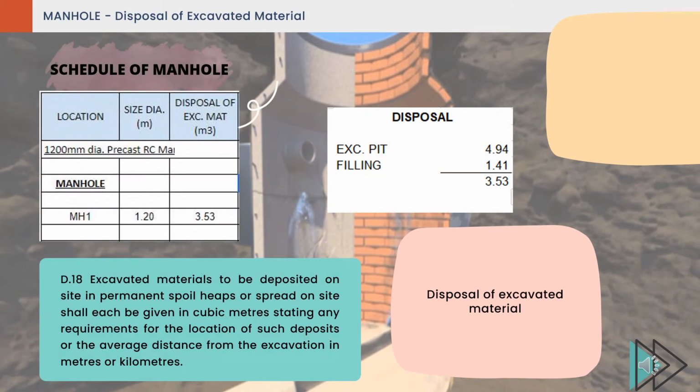Disposal of excavated material. How to get the disposal? First, we need to find the excavate pit and less with filling, so we will get the disposal. The clause related is D.18. Excavated materials to be deposited on site in permanent spoil heaps or spread on site shall each be given in cubic meters, stating any requirements for the location of such deposits or the average distance from the excavation in meters or kilometers.